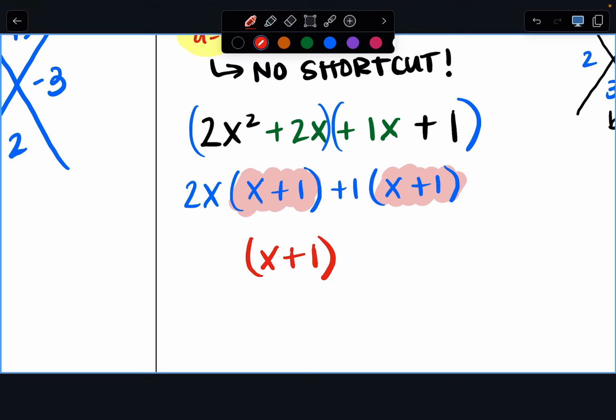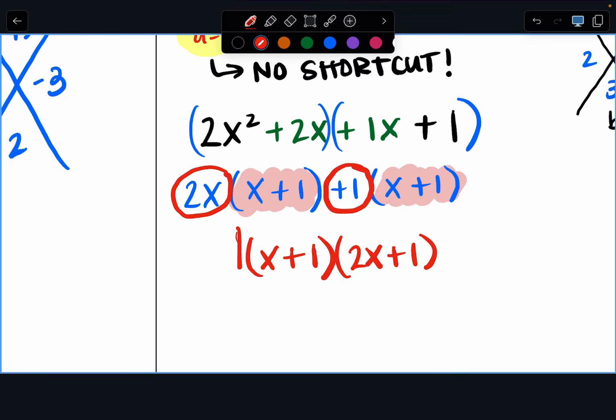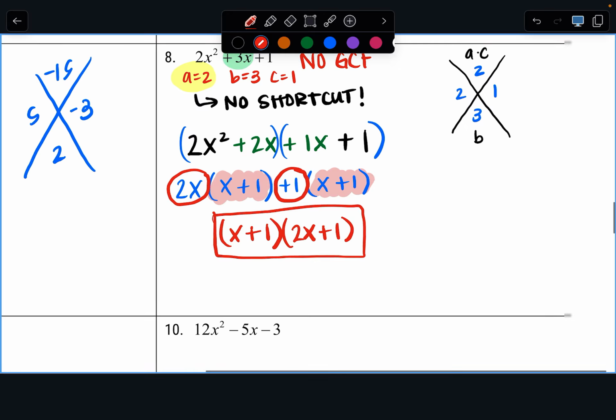The second factor always comes from the two GCFs that you chose. We chose 2x and we chose positive 1. So that means my second factor is 2x plus 1. So this is a problem where the shortcut does not work. If you had used the shortcut on this problem, you would have said x plus 2, x plus 1. And that is not correct. So you have to use four-term grouping when it comes to a not equal to 1 problem.